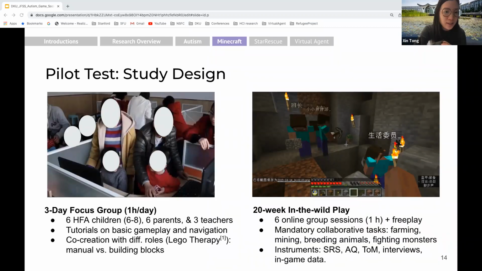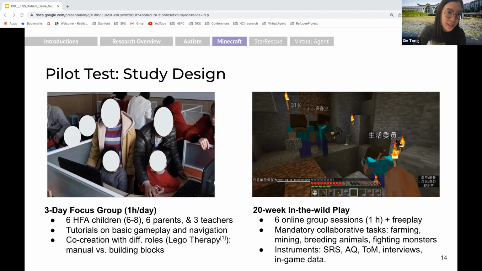So we ran some pilot tests for the Freedom Town game setup, and it was done in 2 phases. In phase 1, we did a 3-day focus group with 6 high-functioning autistic children and their parents and teachers. We delivered the tutorials and taught them how to play. In the focus group, they did some co-creation tasks with their partners.